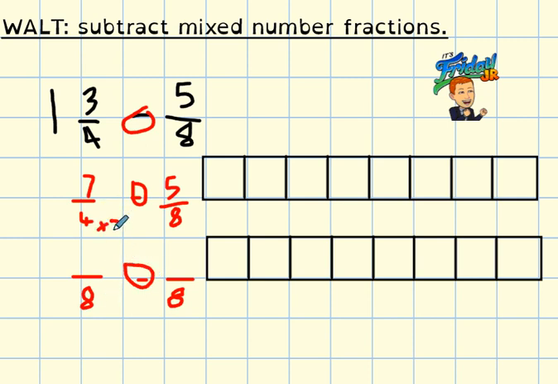7 times 2 would give me 14. So again, I'm going to need more than 1 bar to represent 14 eighths, because I can only shade in 8 eighths on 1 bar. So I'm going to need more than 1 to represent that pictorially.